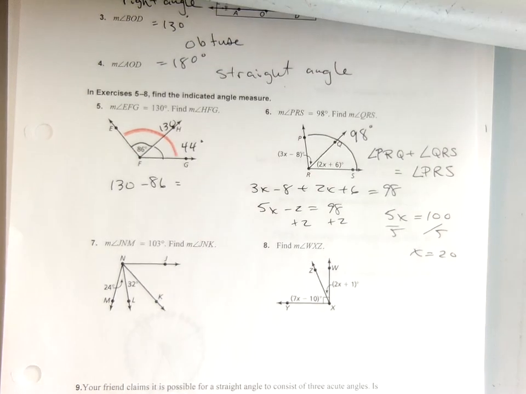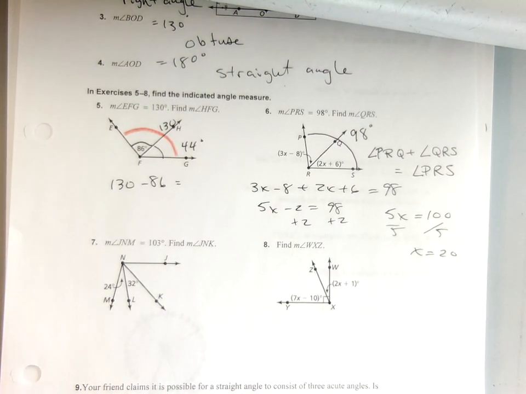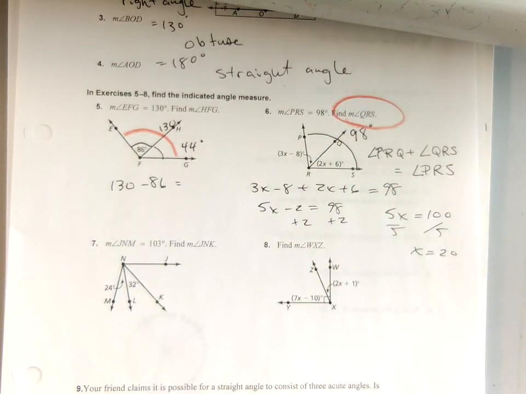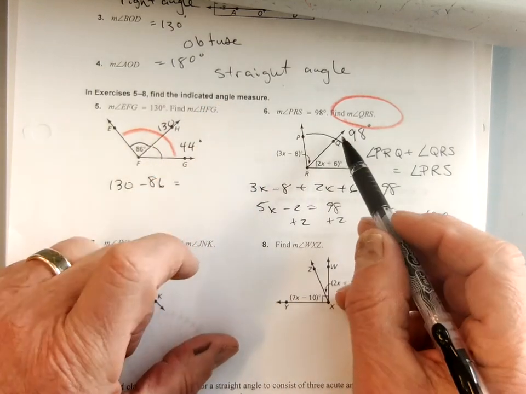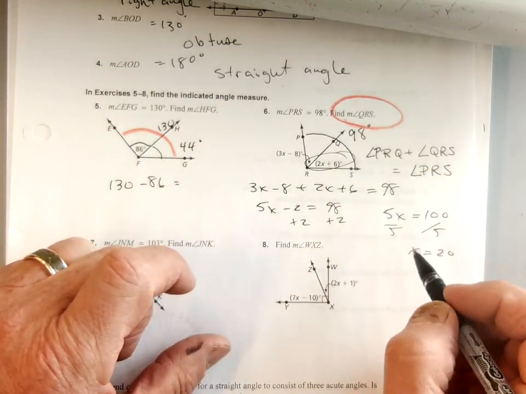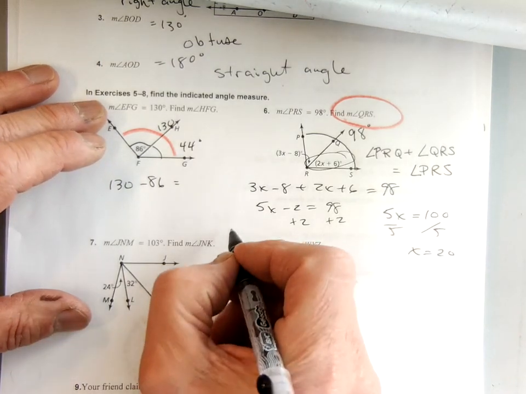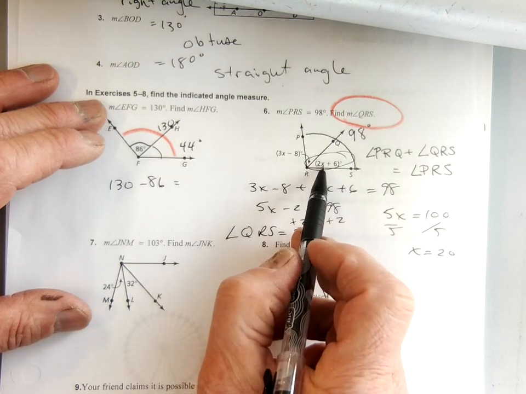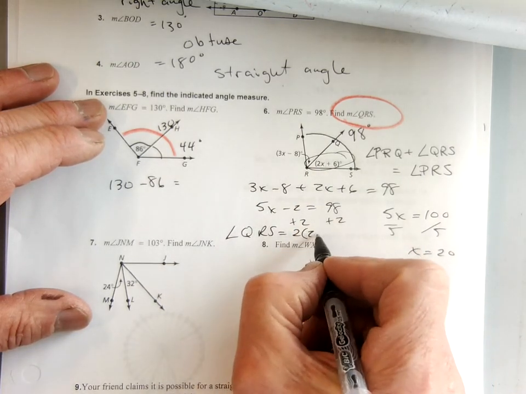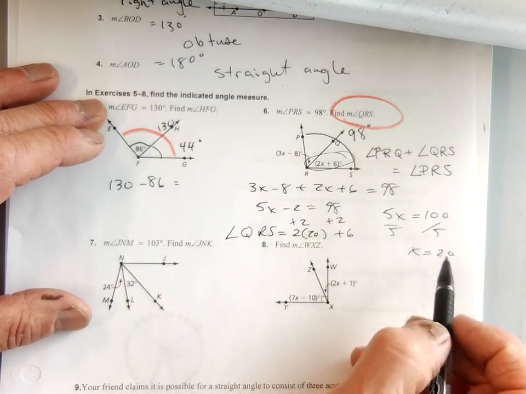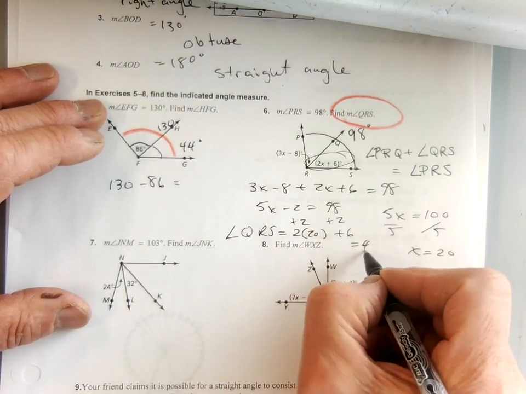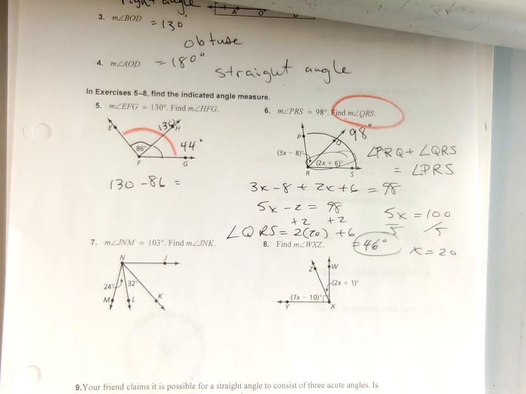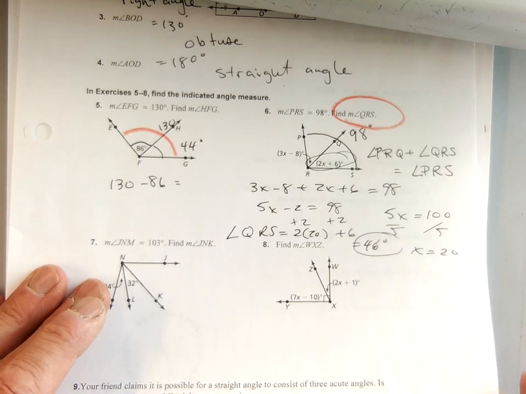But that's not the answer. What's the question? So the question is to find QRS, isn't it? I'm not done. That's not the answer. But QRS, that's that one, right? So to find angle QRS, I'm just going to go 2 times the value of x, 2x plus 6, the value of x is 20, so 40 plus 6 is 46 degrees. Okay, I don't need to do 7 and 8 because it's just like the others.